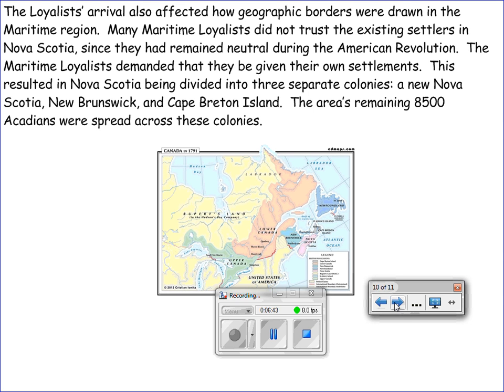The Loyalists' arrival also affected how geographic borders were drawn in the Maritime region. Many Maritime Loyalists did not trust the existing settlers in Nova Scotia since they had remained neutral during the American Revolution. The Maritime Loyalists demanded that they be given their own settlements. This resulted in Nova Scotia being divided into three separate colonies: a new Nova Scotia, New Brunswick, and Cape Breton Island. The area's remaining 8,500 Acadians were spread across these colonies.